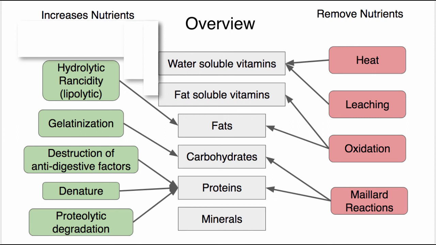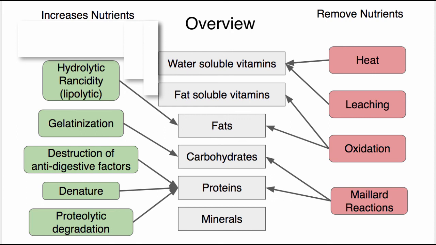Additionally, I wanted to think about the different sort of actions and processes that we talked about and how they can increase nutrients or remove nutrients. So we've got our main nutrients in the middle here, so our water-soluble vitamins, fat-soluble vitamins, fats, carbohydrates, proteins, and minerals. Some of the different things that we talked about can actually increase the amount of nutrients. Hydrolytic rancidity or lipolytic action can actually increase the bioavailability of fats by starting to break them down already.